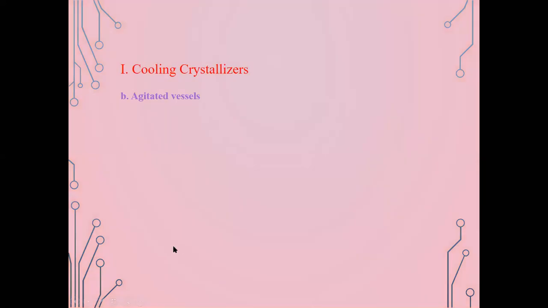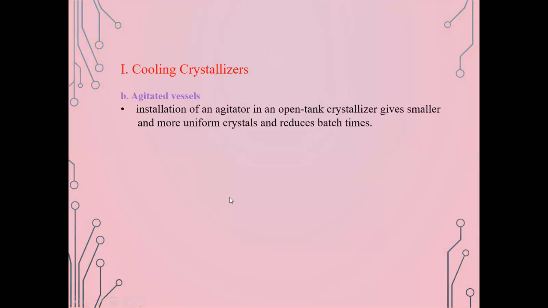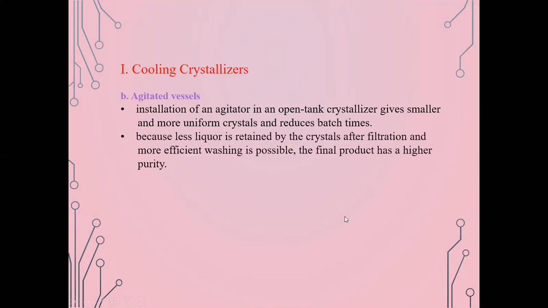Now we go to the agitated vessels, but still under the group of the cooling crystallizers. So installation of an agitator here is to be seen. It's an open tank, and it gives smaller and more uniform crystals. So smaller, so no agglomerates. Probably there are, but negligible in terms of the entire volume of crystals that are being produced. So smaller and more uniform crystals and reduced batch times in comparison to the non-agitated crystallizers. Reduced batch times, meaning we don't have to wait for a long time for the crystals to be produced.